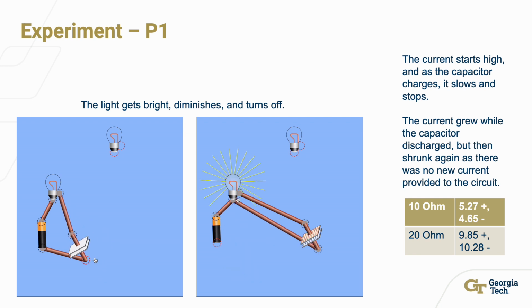So for the second experiment, the light gets bright, diminishes, and turns off in both situations. The current starts high, and then as the capacitor charges, it slows and stops. And then the current grew while the capacitor discharged, but then shrunk again as there was no new current provided to the circuit. For the 10 ohm bulb, we calculated the charge of the capacitor to be 5.27 charging, 4.65 discharging, and the 20 ohm was 9.85 charging, 10.28 discharging.